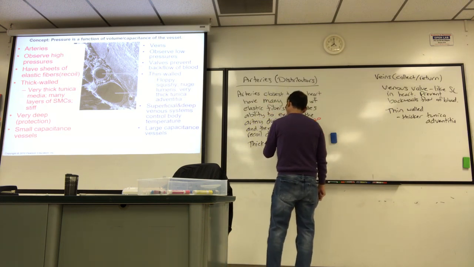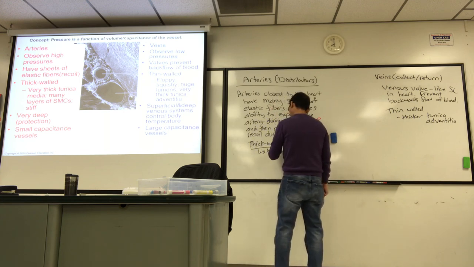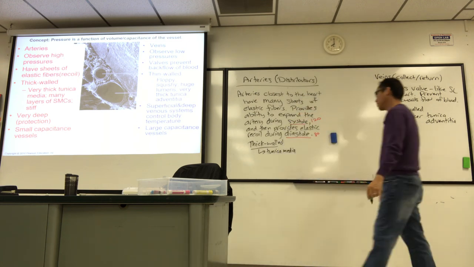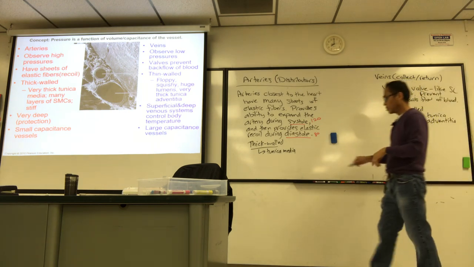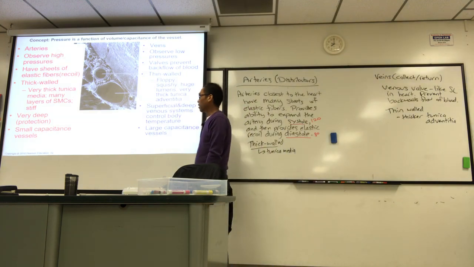Thick wall, they have the muscle layer, tunica media. Now, they both have tunica media and tunica adventitia. I'm just telling you one difference is the veins usually have a broader tunica adventitia than the arteries do, and vice versa, the tunica media is thicker in arteries than it is in veins. You'll see that when we look at more histology pictures.